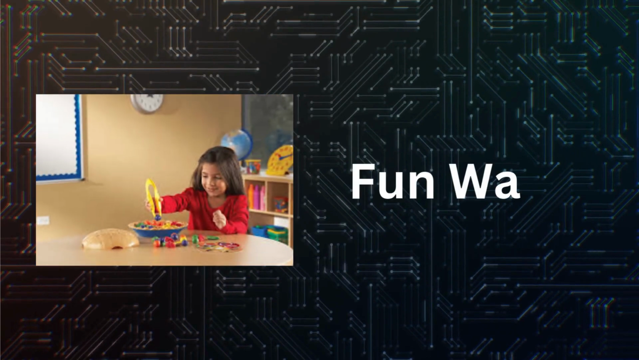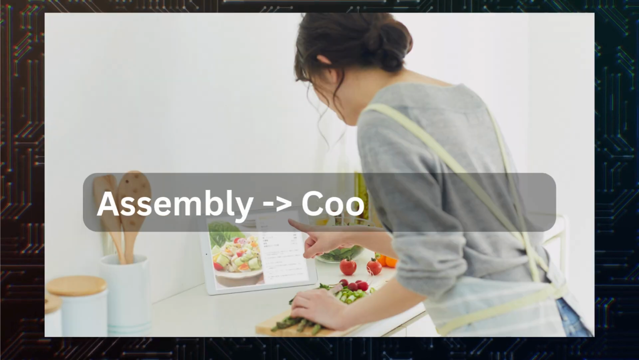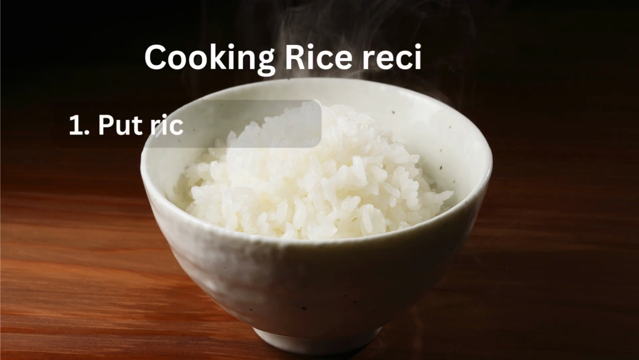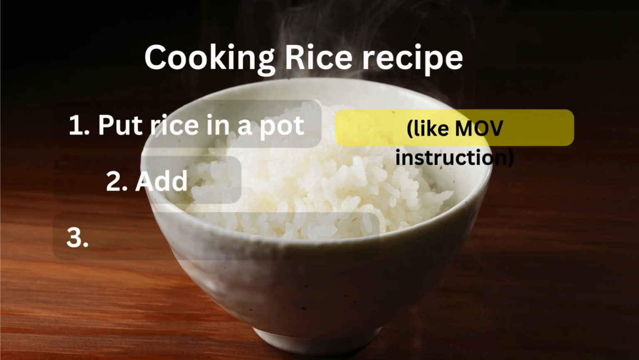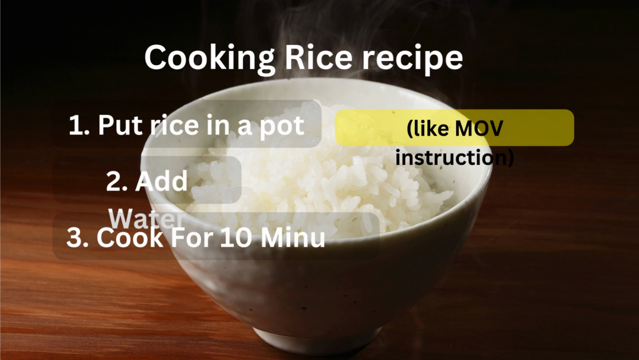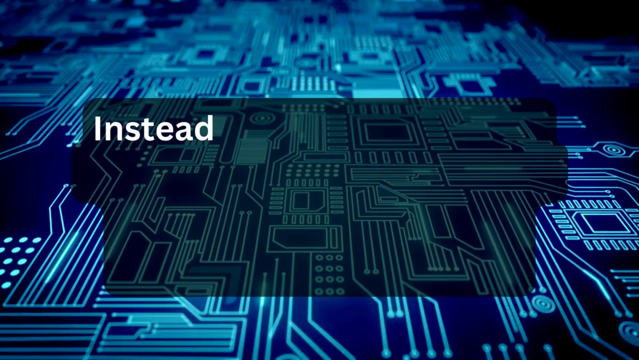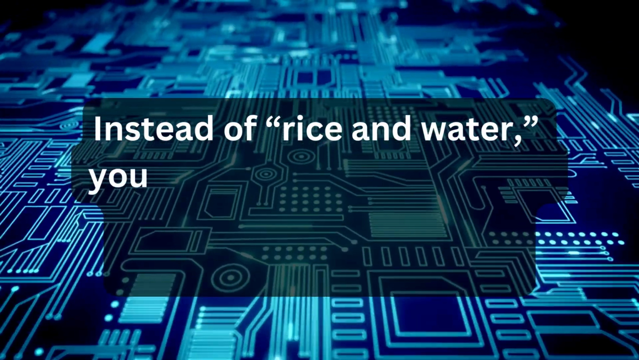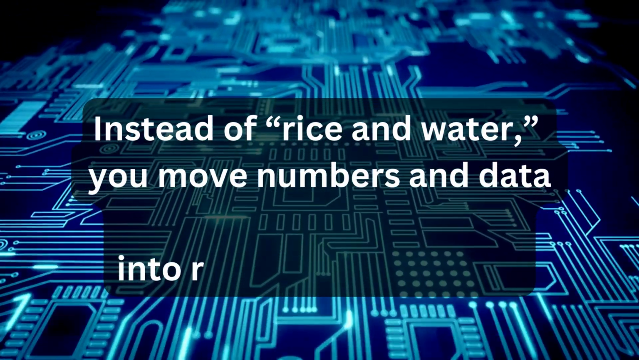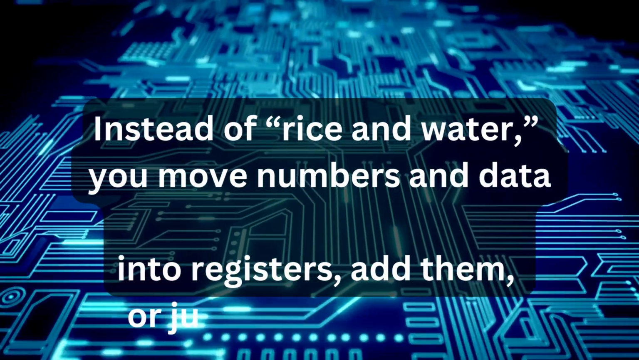Let me help you understand in a fun way. Think of assembly like a cooking recipe. Put rice in a pot. That's like the MOV instruction. Add water. Cook for 10 minutes. Assembly is step-by-step instructions for your CPU. Instead of rice and water, you move numbers and data into registers, add them, or jump to another step.